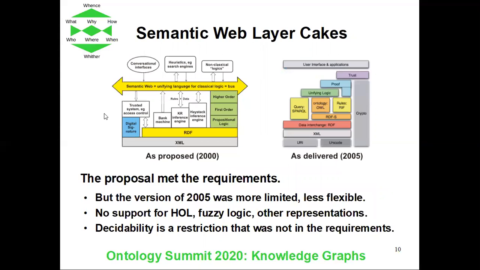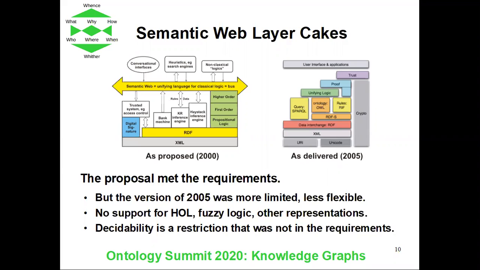And slide 10 shows the semantic web layer cakes. On the left is the original proposal from Tim Berners-Lee. Note that that supports everything in the requirements document, including this big double arrow, which says the semantic web unifying language. And Tim called that SWeL, the semantic web logic level. And that was supposed to be the interchange level among everything.